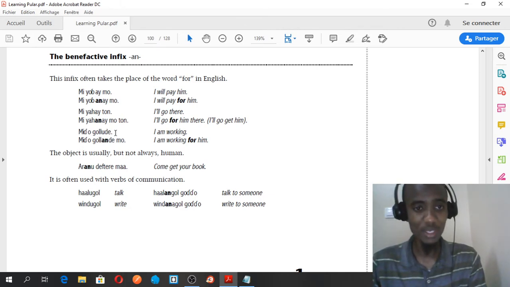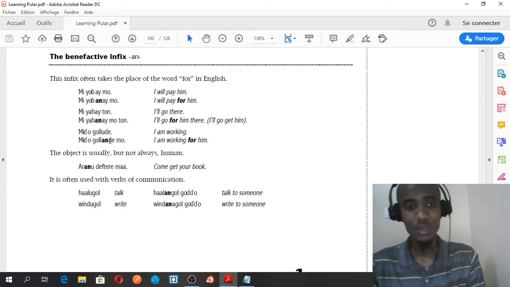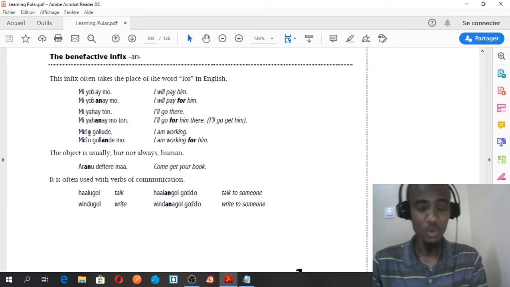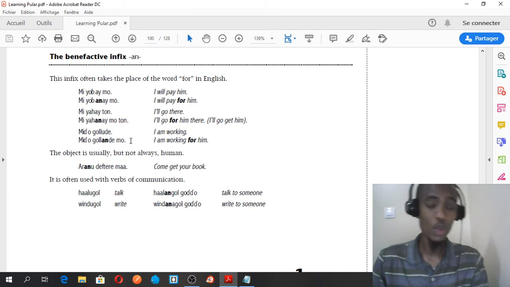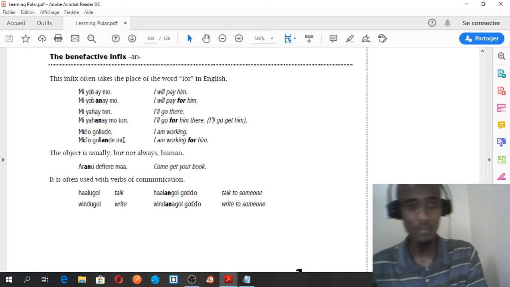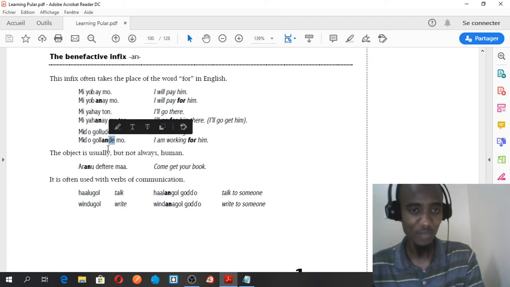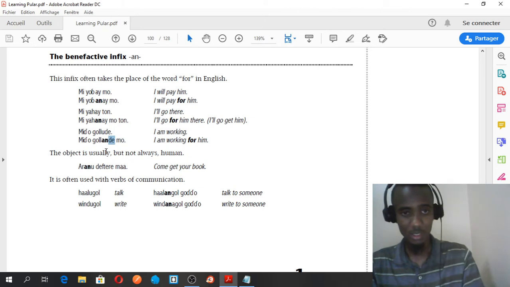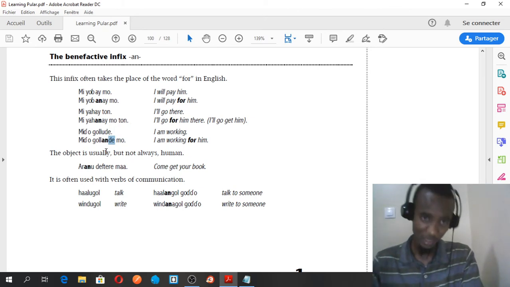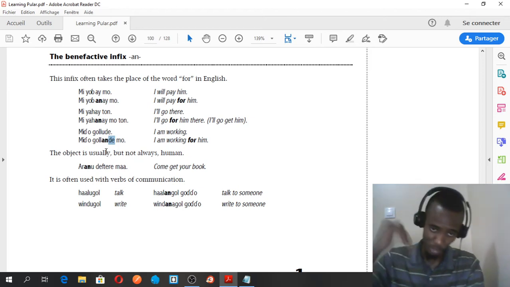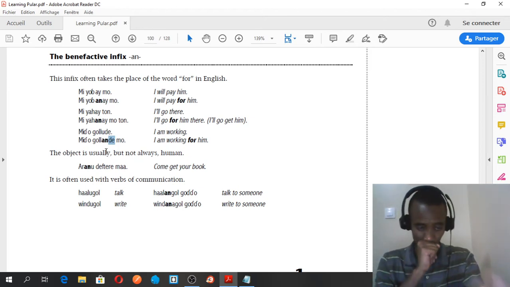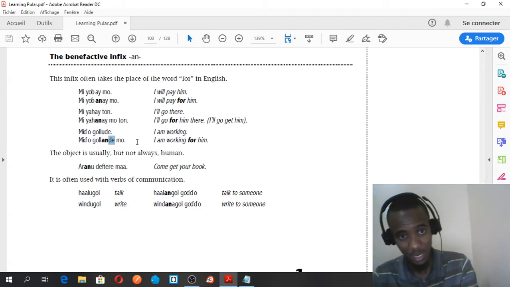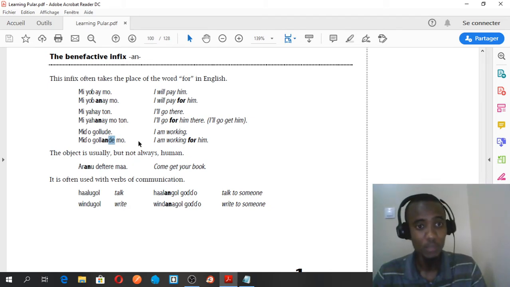Mido gollude. Mido gollande mo. Mido gollande, I'm working for him. And then we already know that this is for the continuous: mido nyamude, mido manude, gollude, and so on. Mido yarude, I am drinking. So mido gollandemo, I'm working for him. So ande is for him. Mido gollude, I'm working; mido gollandemo, I'm working for him.